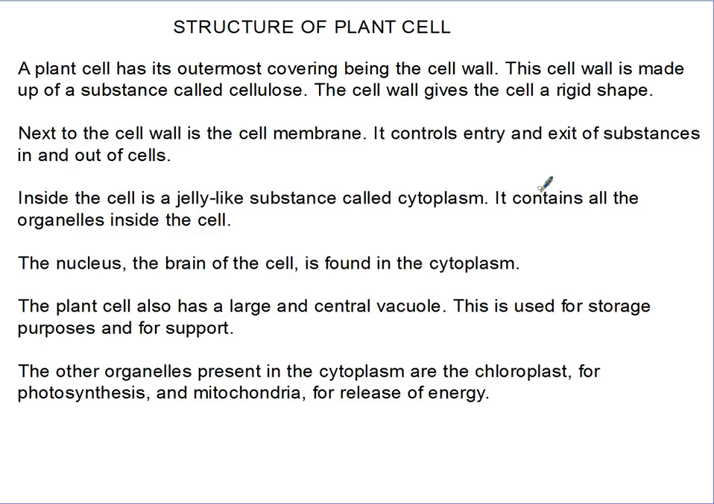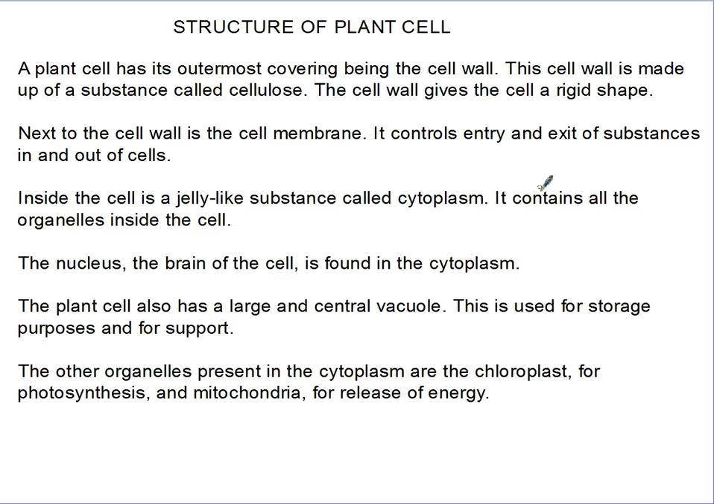A plant cell has its outermost covering being the cell wall. The cell wall is made up of cellulose. The cell wall gives the cell a rigid shape. So the outermost covering of a plant cell is the cell wall. Also, the outermost covering of a fungi cell is the cell wall, but it is not made up of cellulose. Only the plant cell is made up of cellulose. It has a cell wall too.